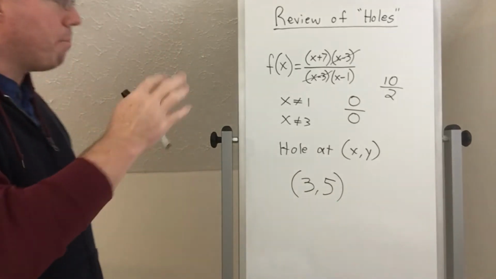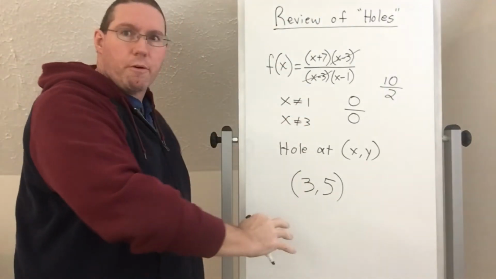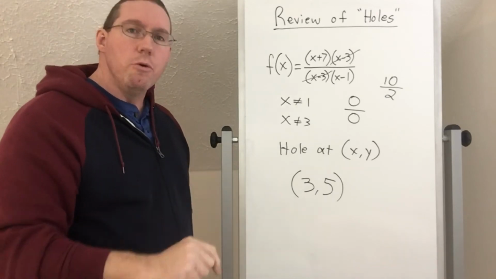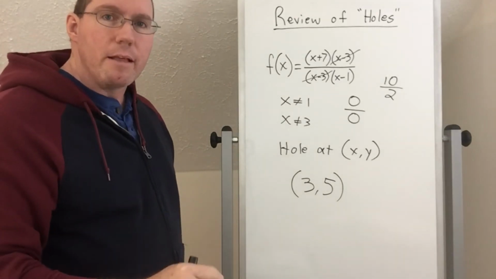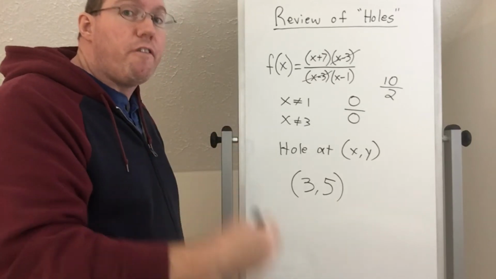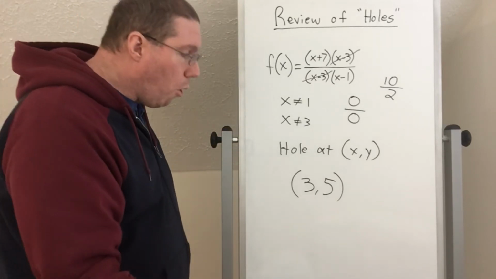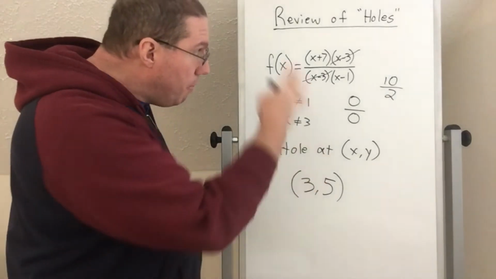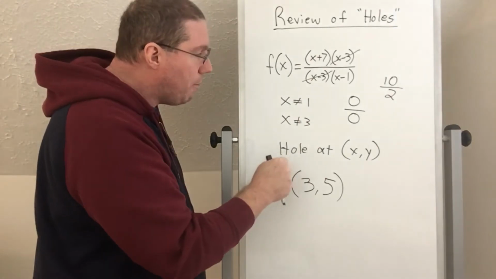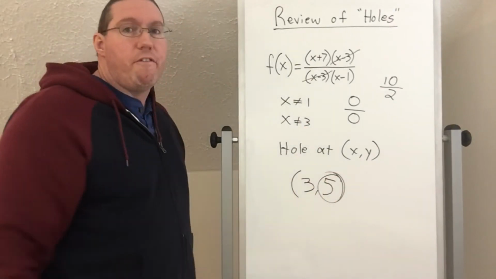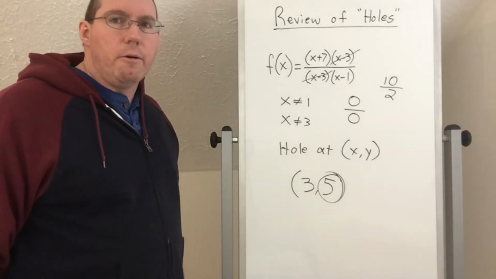Okay? And that procedure that I just reviewed, identifying the location of a hole, is useful when we learn limits, because oftentimes you're going to be asked to find the limit of a function where there's a hole. And since the limit is always the output value, that would mean in this case, if I wanted to know the limit as x approaches 3, the answer would be 5. Okay, but we'll get to that a little bit later.